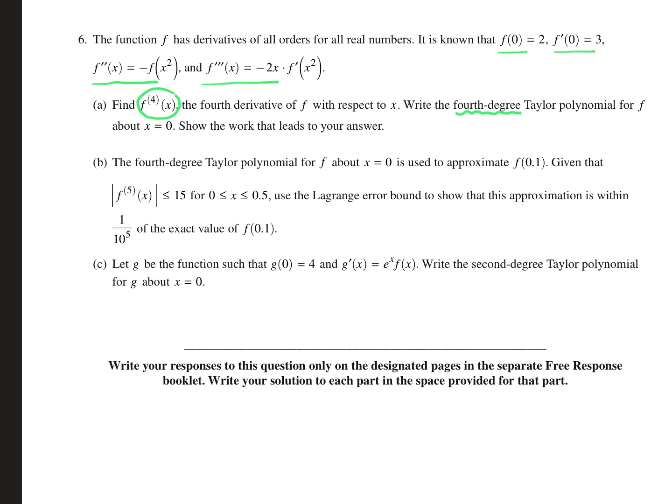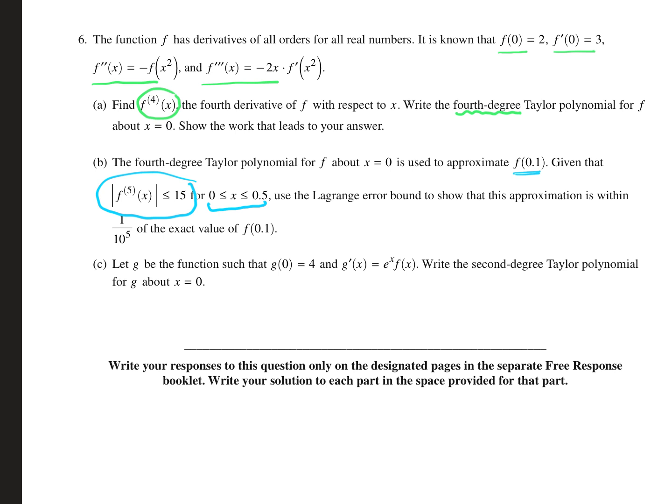Part B, it says the fourth degree Taylor polynomial for f about x equals 0 is used to approximate f of 0.1. Given that the fifth derivative is less than or equal to 15 on these values, it wants us to use the Lagrange error bound to show that the approximation is within 10 to the negative fifth of the exact value.